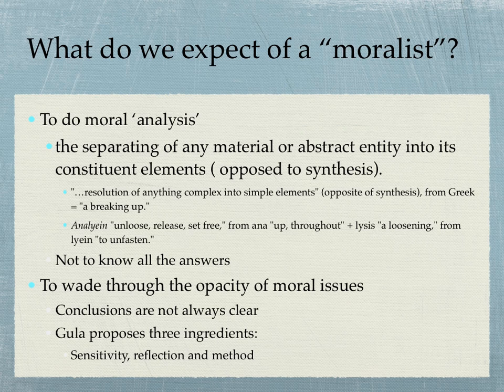Unfortunately, when we come across very complicated situations in which there are so many different competing values and different claims, we need to recognize that those conclusions will not always be clear. So he proposes that the good moralist, when he or she is wading through the opacity of moral issues, essentially serving as a resource to others to help make good decisions, needs to have 3 ingredients. You'll notice that the 3 ingredients that he identifies are sensitivity, reflection, and method.